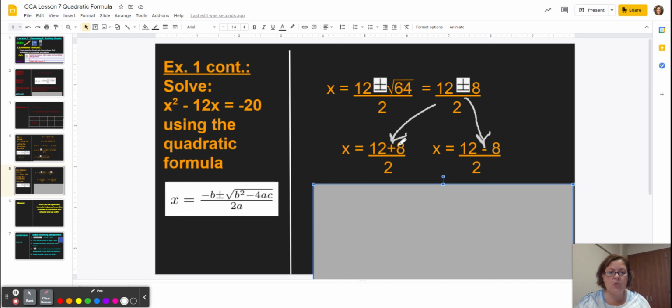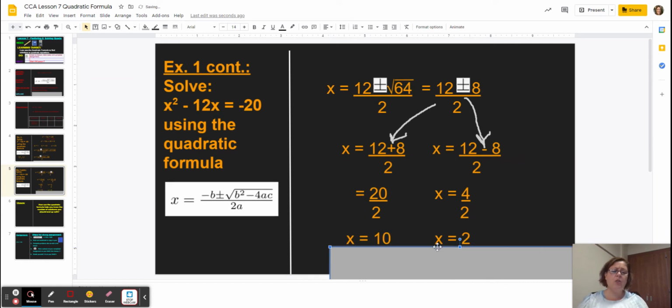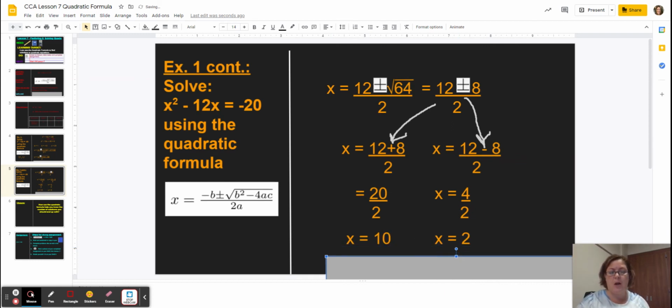So 12 plus 8 is 20. 20 divided by 2 is 10. 12 minus 8 is 4. 4 divided by 2 is 2. So my two solutions for this quadratic equation are 10 and 2.